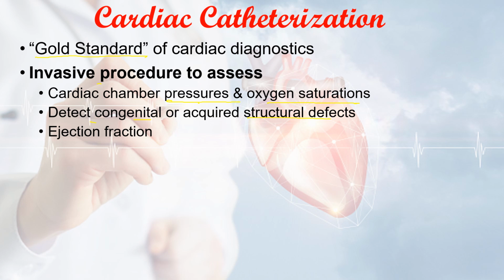Congenital anomalies like atrial septal defect, ventricular septal defect, tetralogy of Fallot, many kinds of congenital anomalies are there. As well as any kind of structural defect, we can also identify in the catheterization. Then we can analyze the ejection fraction. Ejection fraction, already said, is the percentage of blood ejected in each beat.